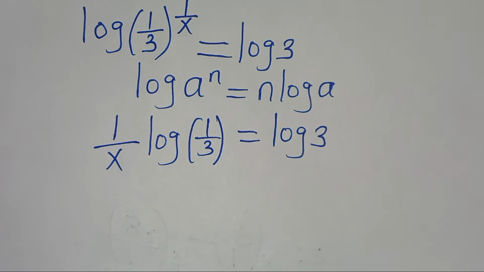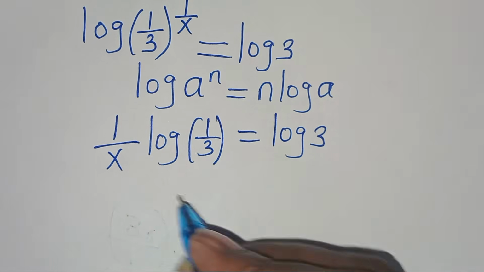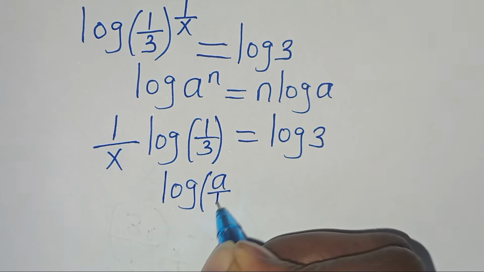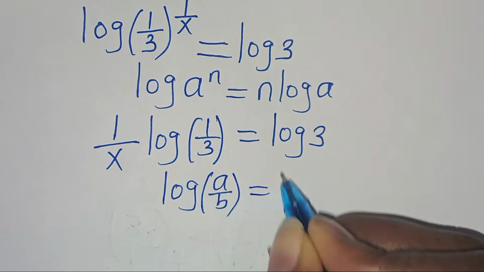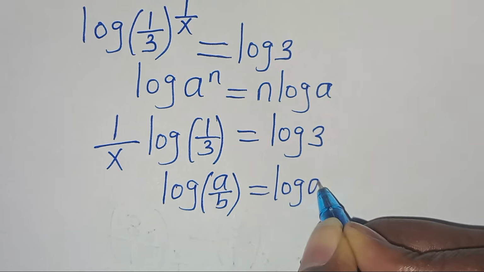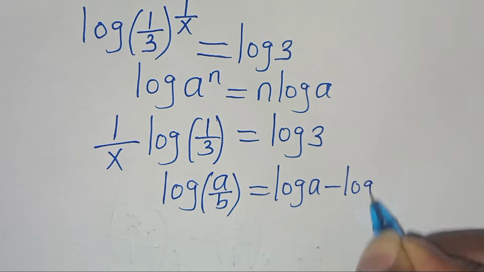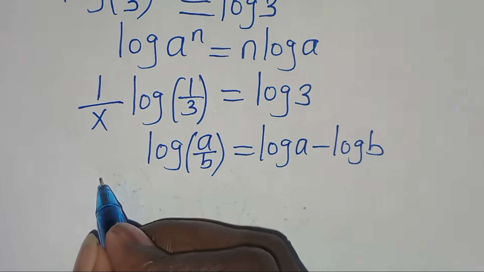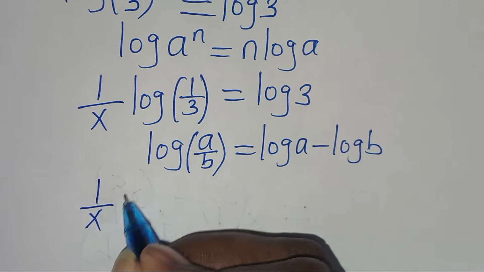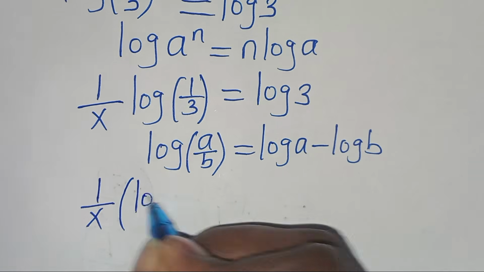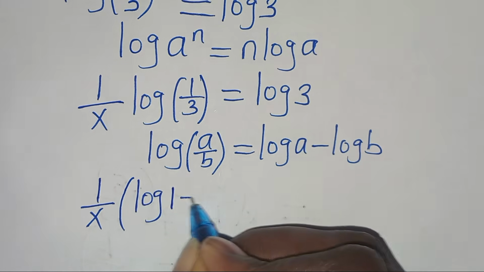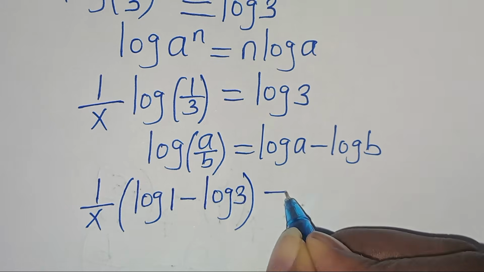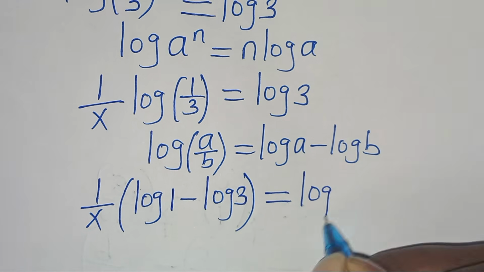The next step is that log 1 over 3, this is in the form of log a over b, which we can express as log a subtract log b. Applying this property, then here we have 1 over x into the parentheses. Here we have log 1 minus log 3, close the parentheses. This is equal to log 3.